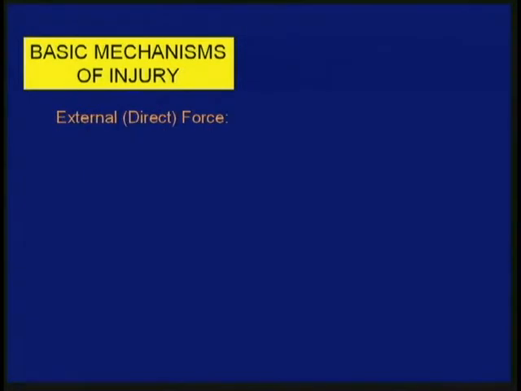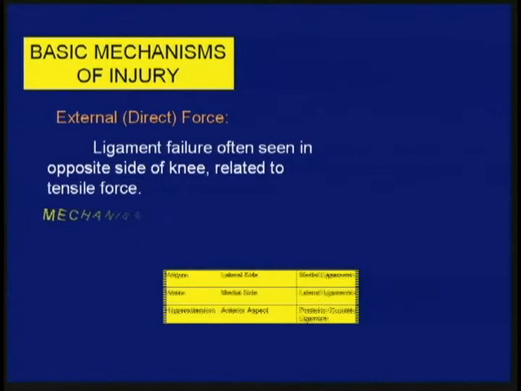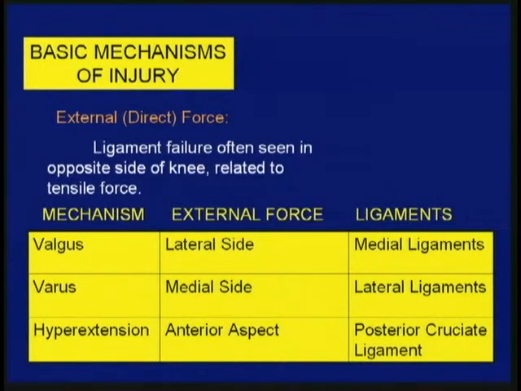Ligament failure following an external force, therefore, is usually on the opposite side of the force. And there are three classic mechanisms that produce it. Valgus, which is common in the human body, a force on the lateral side, leading to failure of medial ligaments. A second, which is varus, with a force on the medial side, leading to failure of lateral ligaments. And then hyperextension, which generally has a force applied anteriorly with failure of one or both cruciate ligaments. So those are the three patterns.